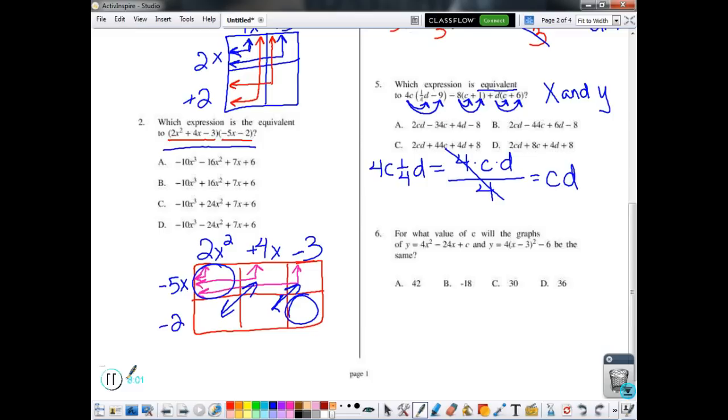Alright, number 6. For what value of c will the graphs of y equals 4x squared minus 24x plus c and y equals 4 times the quantity x minus 3 squared minus 6 be the same? So same means what? Equivalent as well, right? But they're not giving you the equations down here. They're just giving you the value of c. Well, okay. So here we already have x and y, right?